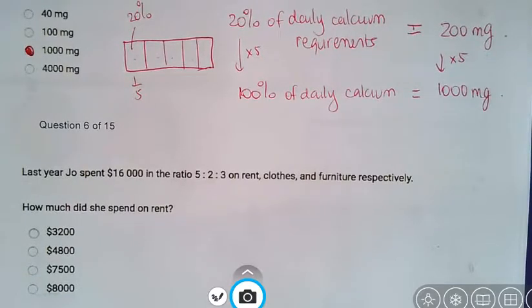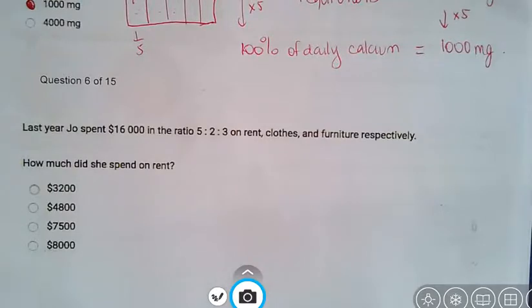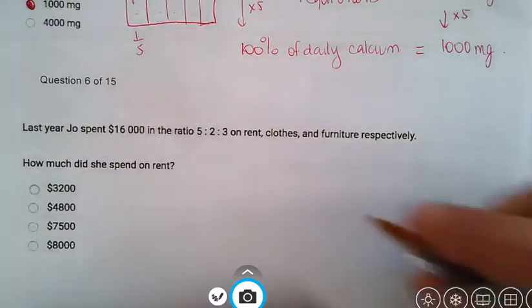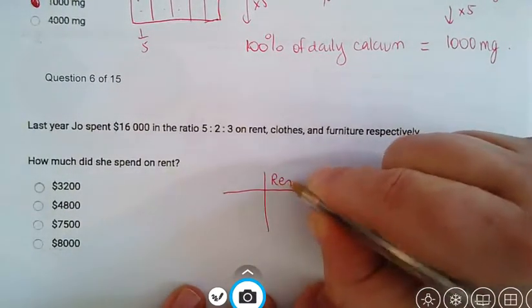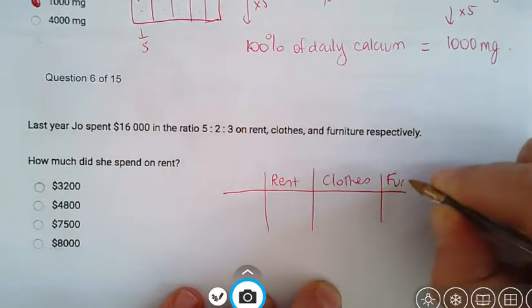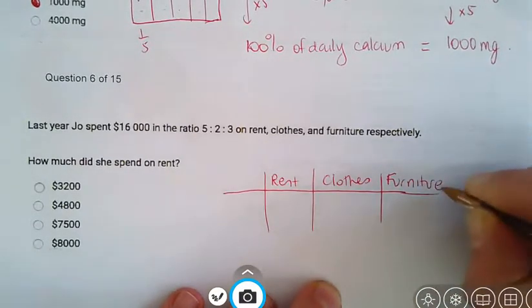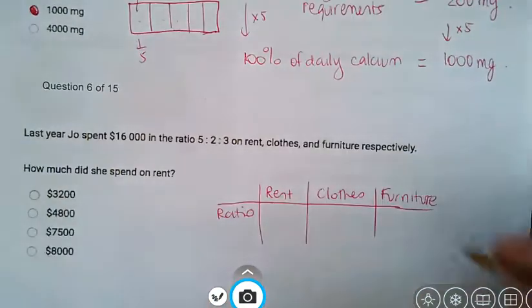Last year, Joe spent $16,000 in the ratio of 5 to 2 to 3 on rent, clothes, and furniture. How much did she spend on rent? Do you remember my method with the table? You put your headings first. We go rent, clothes, furniture. So you put your headings at the top row. And underneath it, you put your ratios. So what's the ratio?